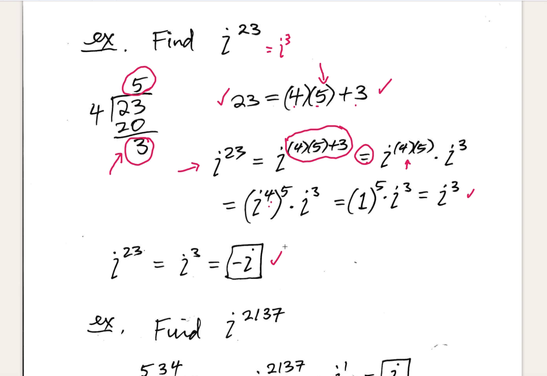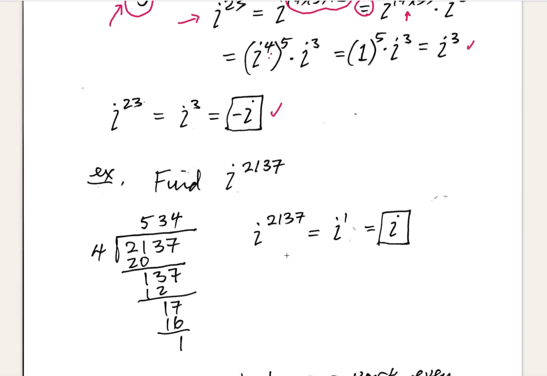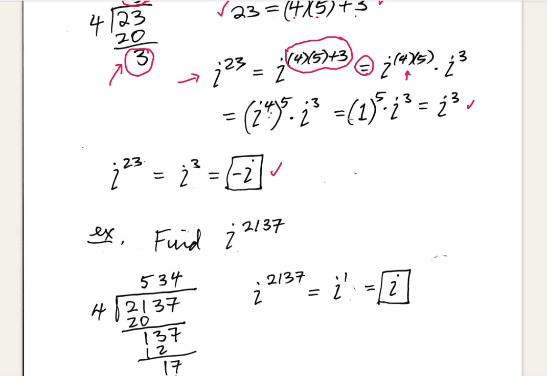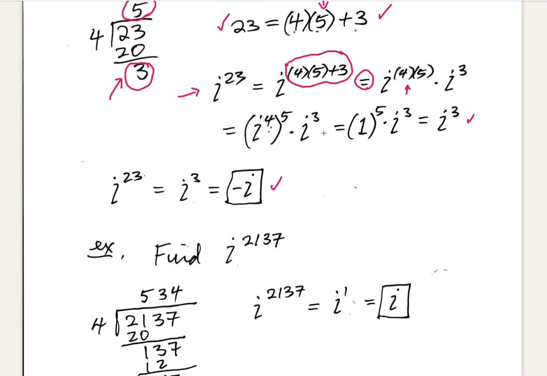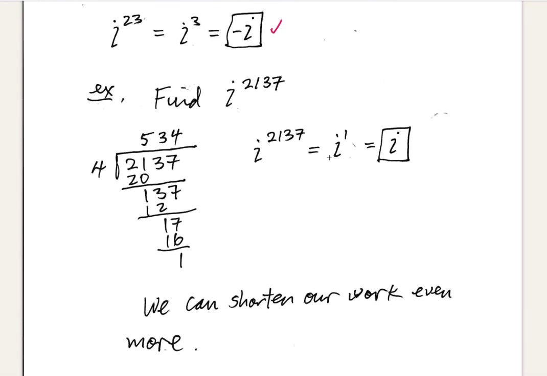Let's talk about a slightly larger number for the exponent. 2,137. I'm going to show you what the calculation would be in that case. I've got 2,137. I'm going to divide that by 4, and I got 534 as a quotient with 1 left over. Now, doing a calculation similar to what I did up here, but in my head, I'm not going to do it every time, I can see that I'm really going to have i to the remainder power in the end.